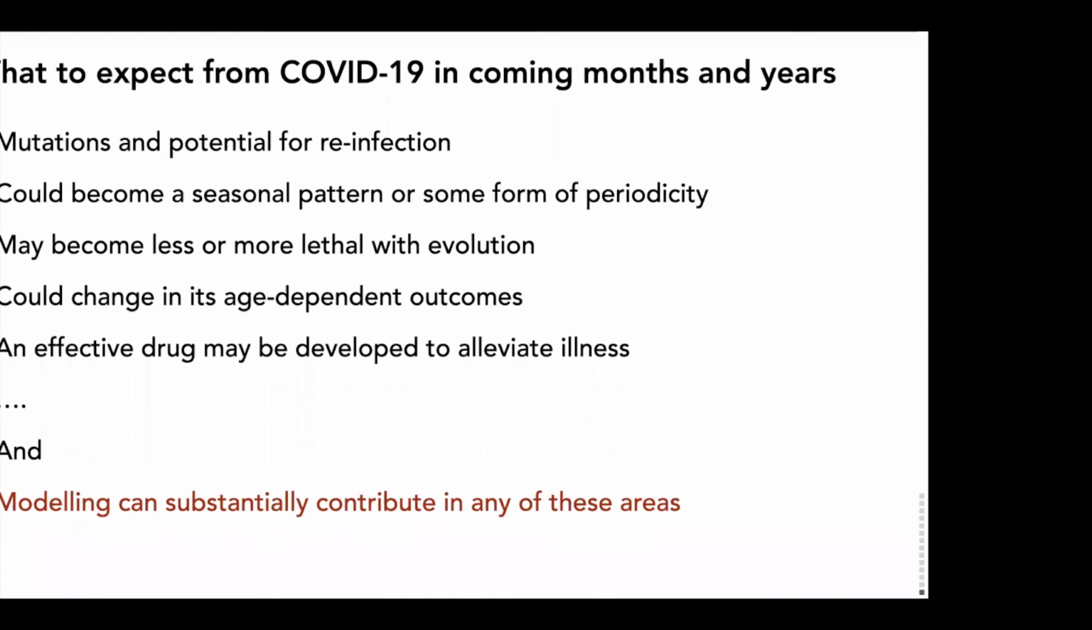Obviously, so far, there are no approved drugs for treatment of COVID, but there are a number of research studies going on in terms of developing an effective drug in order to reduce the illness and potentially prevent death caused by COVID-19. And again, all these factors could be in play for modeling, and I'm hoping that different modeling groups would make a significant contribution to addressing these questions, and potentially many more that will come up, possibly during the vaccination and post-vaccination era of COVID-19. So with that, I'll end my presentation, and I'll be happy to answer any questions you might have.